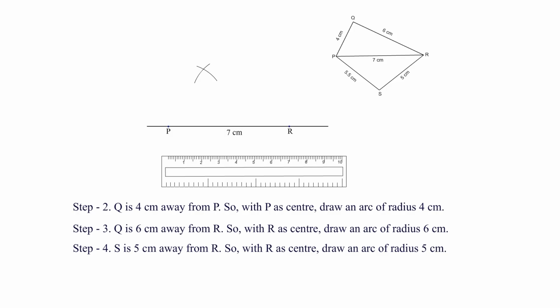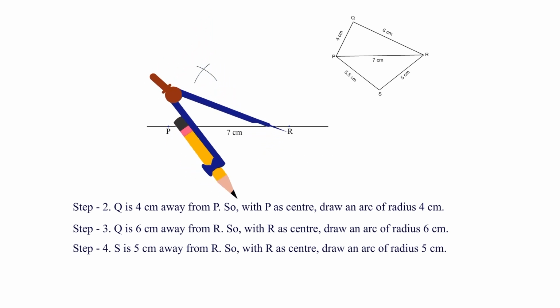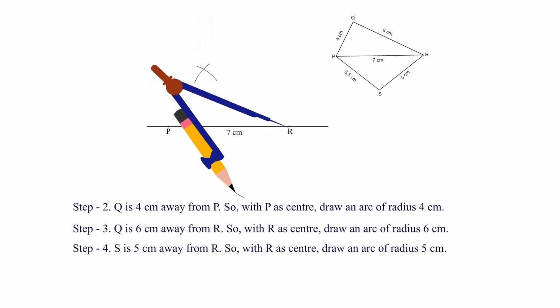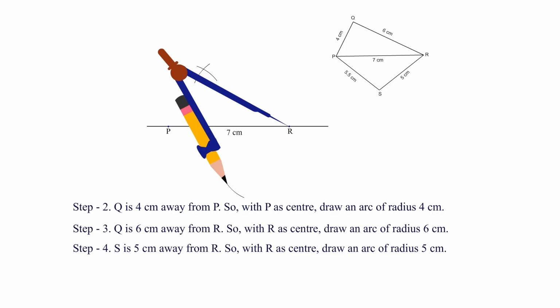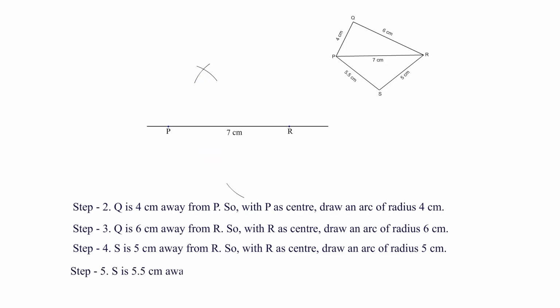Now S is 5 centimeters away from R. So with R as center, draw an arc of radius 5 centimeters. So take a scale, take a compass, take the radius 5 centimeters. So below the line, mark an arc of 5 centimeters.